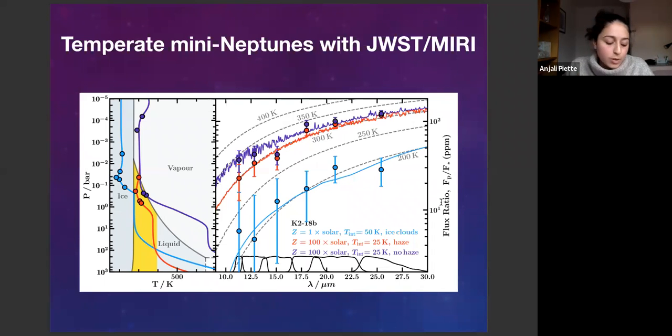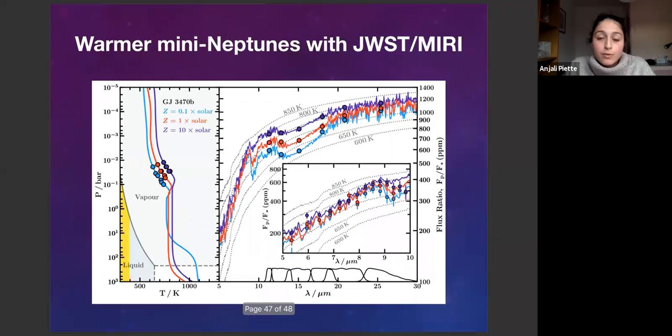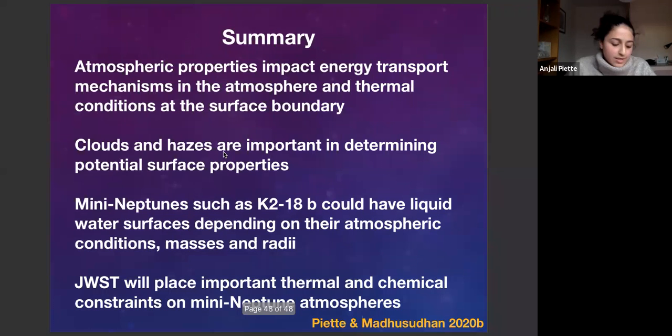And this is for quite cool objects. So for warmer mini-Neptunes, of course, we could do a lot more and get compositional constraints. For example, this is up here again with MIRI photometry, and this is a nice CO2 feature, which we could see with that. And we can also place good constraints on the temperature profiles as well. So the warmer mini-Neptunes can provide us these insights into the chemistry for those objects, and then for the cooler ones, it'll be exciting to see what we can learn about their temperature profiles and what that could mean for the conditions below. So just to summarize, I think I've just managed to stick to time.